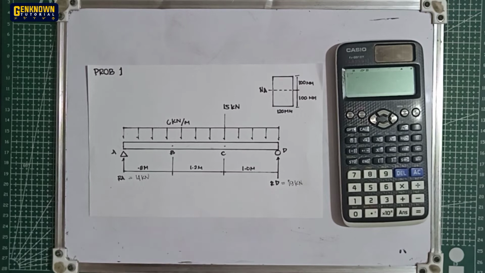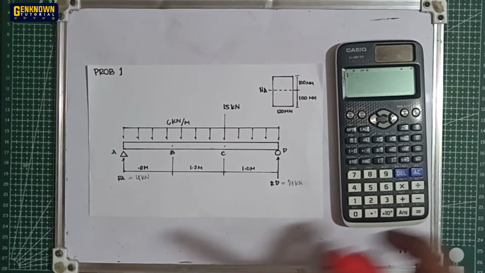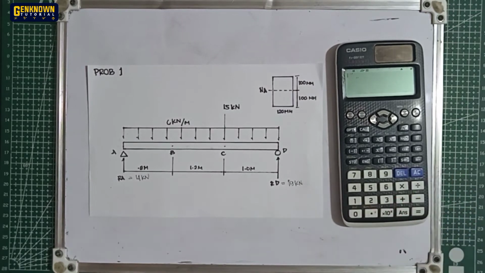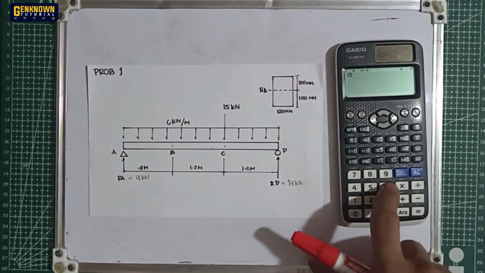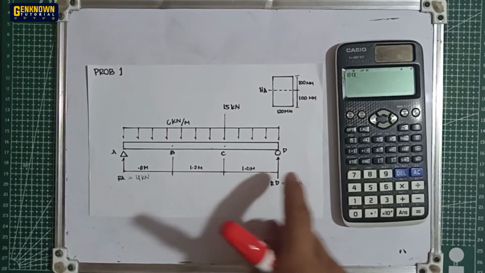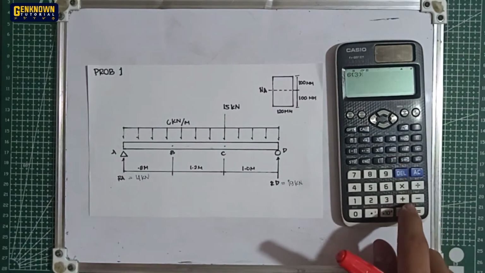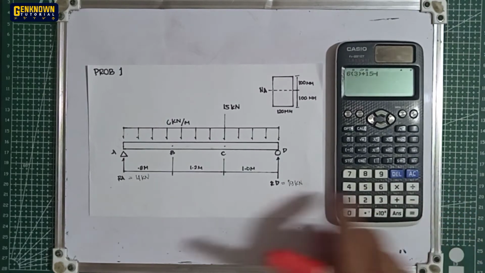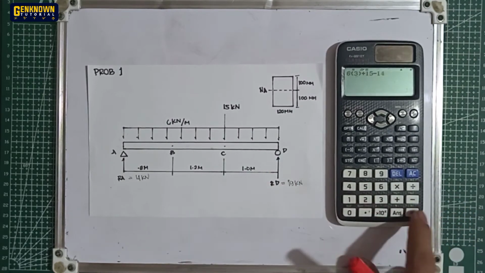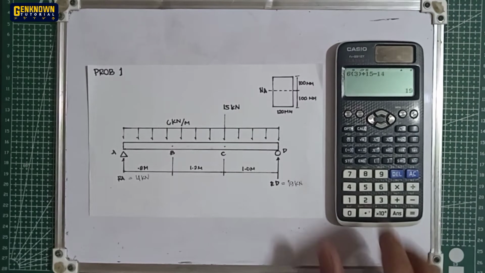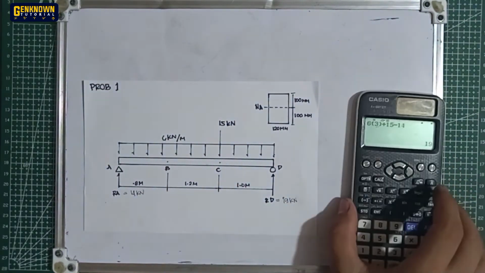To compute for the value of RD, pwede tayo gumamit ng summation of forces. Summation of forces is equal to 0. We have 6 kN per meter multiplied by 3, plus 15 concentrated load, minus 14 is equal to RD. Positive 19. So, ayun. Okay.